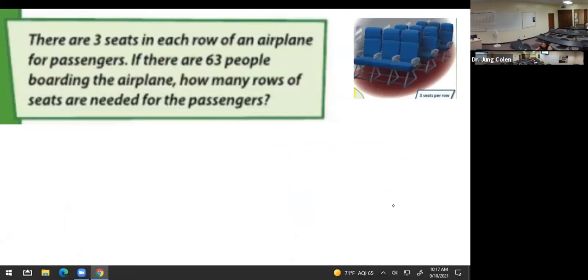There are 3 seats in each row of an airplane for passengers. If there are 63 people on the airplane, how many rows of seats are needed for the passengers? When you're solving this problem, I want you to think about at least 2 different ways. You can use repeated subtraction, you can use partial quotient, you can do the standard algorithm, you can also do partitioning, right? So think about all the possible ways to teach your students with this problem.